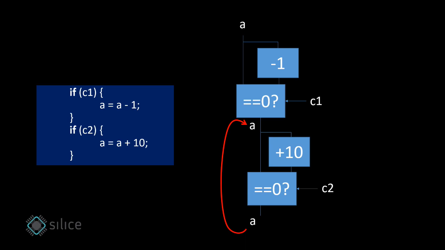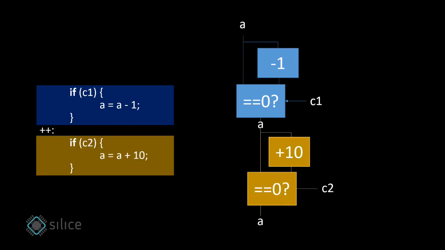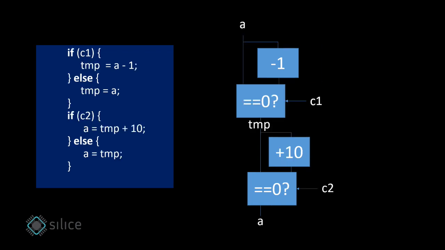The problem here is that Silice generates a single flip-flop for A, so it cannot deal with the second update. Silice will issue an error. How can we fix that? The first approach is to split in 2 cycles as suggested by the error message. We could also rewrite the code in nested if-else conditions, but that results in a more complex circuit. The third way is to introduce a temporary variable, TMP. Which one is better? Well, that again depends, which is why Silice lets you be in charge.